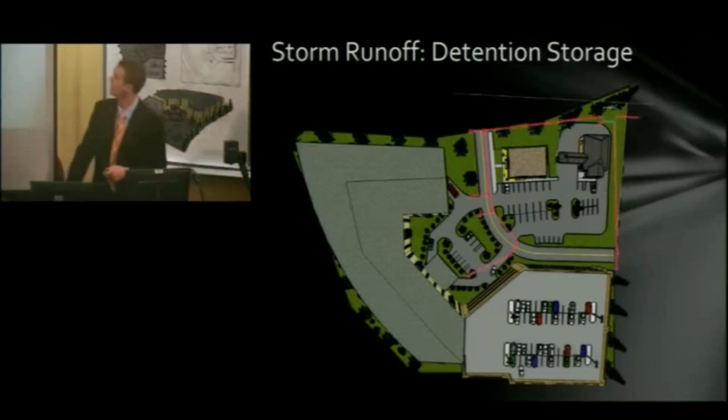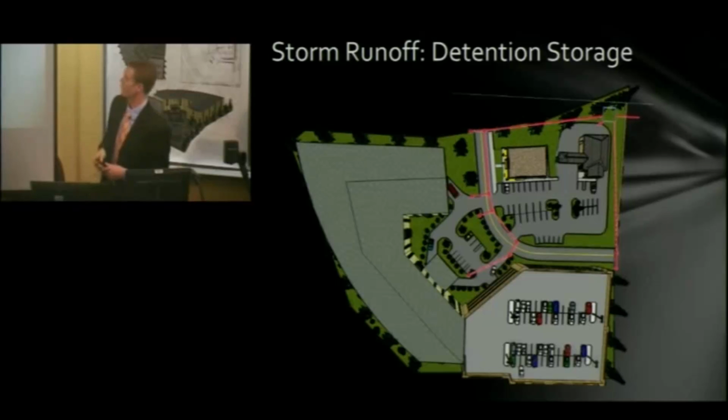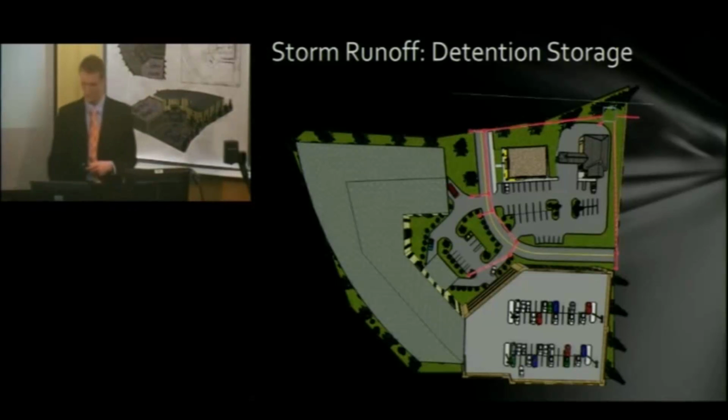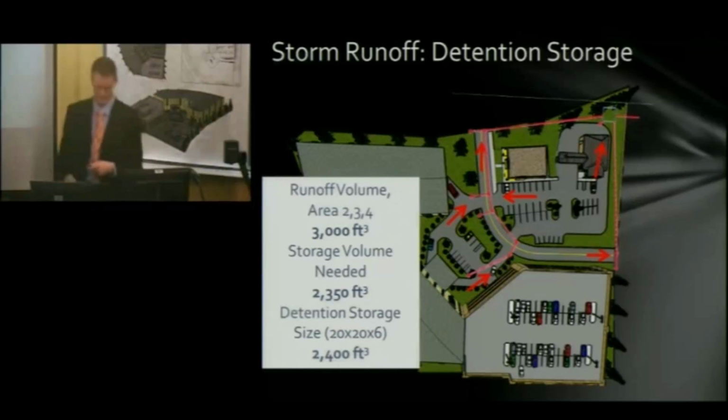As for the rest of the site, areas 2, 3, and 4, we decided to use a stormwater management system, a pipe network, and it all flows up here. As you saw in the grading, the site all flows up to this northeast corner, and we used pipes to catch that. And it ended up that we needed about 2350 cubic feet, and we met that with a square box-like detention basin, 20 by 20 by 6.